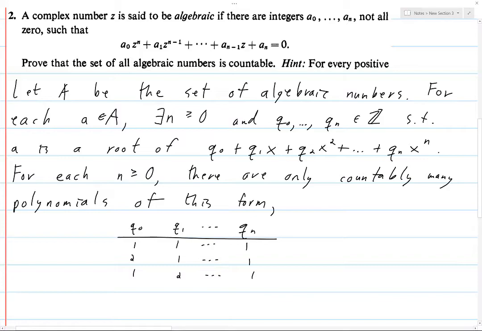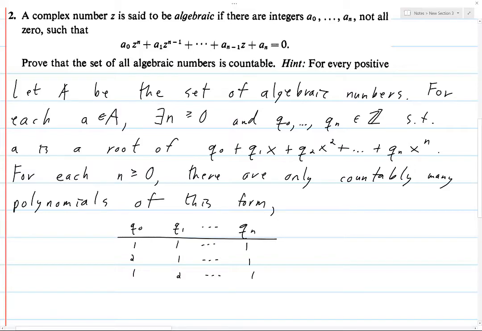It's a diagonalization argument, except that in typical diagonalization arguments you've only got two things, so you can draw it as a grid, with one thing going this way and the other thing going this way, and you weave through them like so. But here, we have q0 through qn, so we can't really draw this because you would need n different directions to go in. But you can still weave through them in the same way and get a list of all possible polynomials of this form.